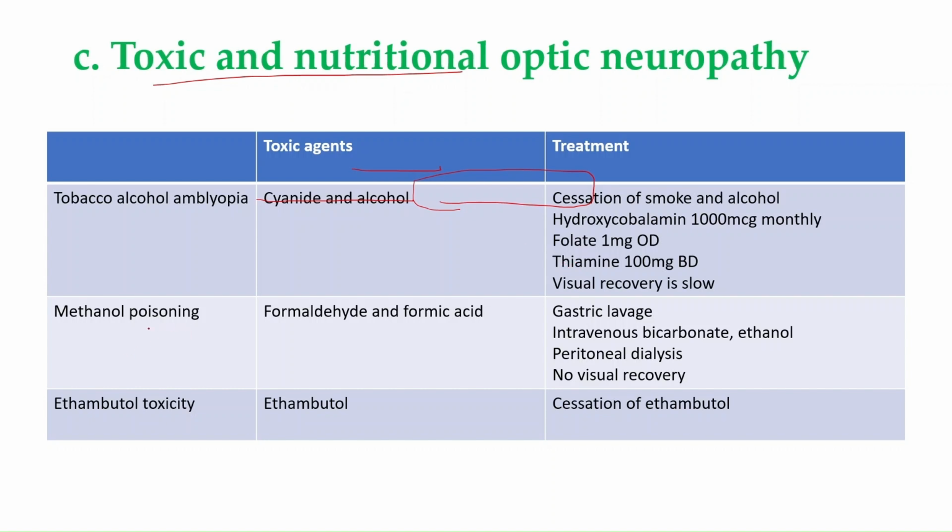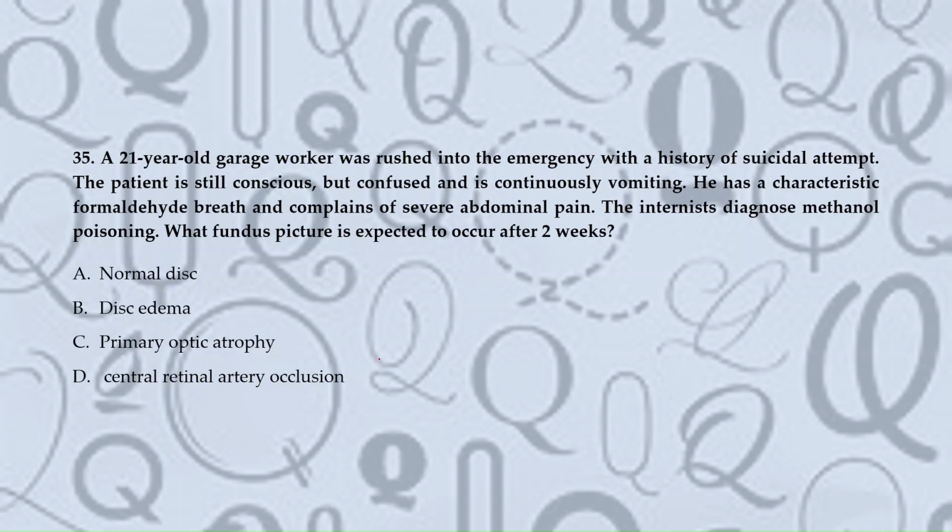Methanol poisoning is more dramatic and alarming because the visual recovery is very poor. The toxic agents implicated here are formaldehyde and formic acid. Treatment is urgent gastric lavage with intravenous bicarbonate to combat the systemic acidosis, and ethanol is given to prevent methanol from getting converted into formaldehyde by the same enzymes, and peritoneal dialysis to remove excess methanol. Ethambutol toxicity is usually seen in patients who are taking ATT, or anti-tubercular therapy. Ethambutol is the toxic agent, and cessation of ethambutol, with the hope that the eye recovers, is the treatment of choice. Let's take a question now.